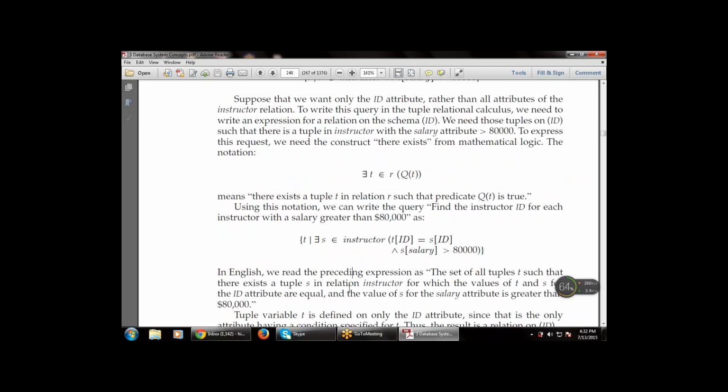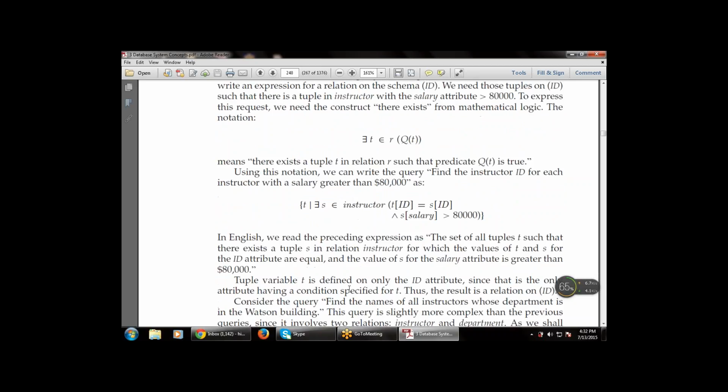In English, we read the preceding expression as the set of all tuples t such that there exists a tuple s in the relation instructor for which the values of t and s for the ID attributes are equal, and the value of s for the salary attribute is greater than 80,000. So first of all, there exists a tuple s that belongs to the instructor, where the ID of t and the ID of s are matching, and the condition is that s[salary] is greater than 80,000.